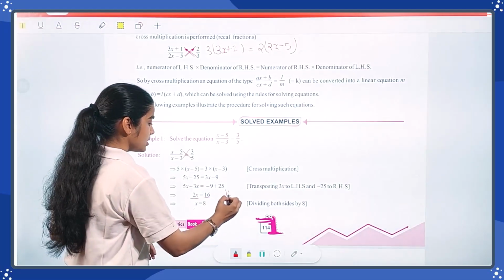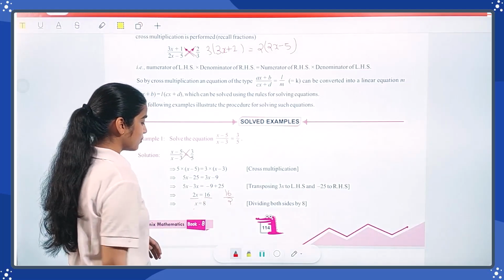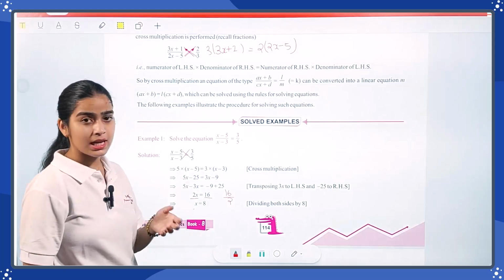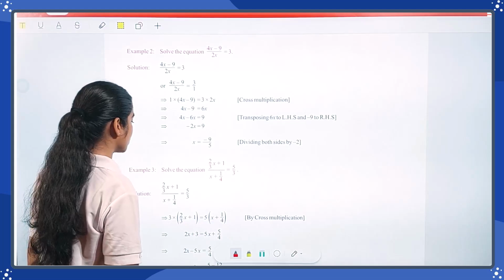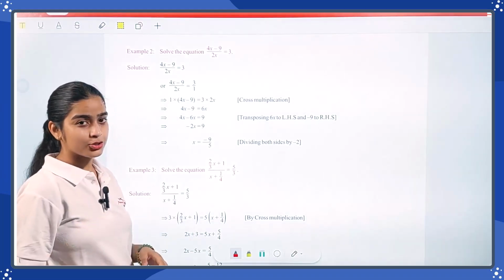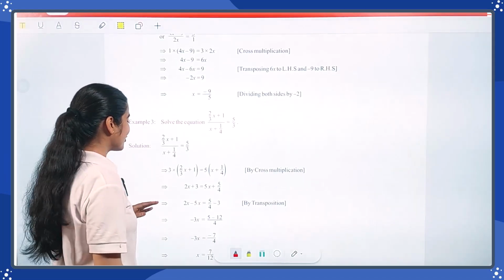How? 16 divided by 2, because here we have to multiply x with 2. So we have changed the side, so its sign also changes. Multiplication will be converted into division. This question is looking like a difficult question. So let's come here to solve this equation.